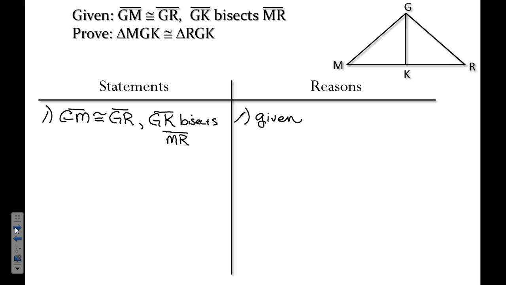Okay. So what does it mean if we say GM and GR are congruent? Same length. So let's put a tick mark showing that they're the same length. Morgan, what does it mean that GK bisects MR? Cuts it in half. So what are my 2 equal segments? MK and RK are going to be congruent. Reason? Definition of bisector.